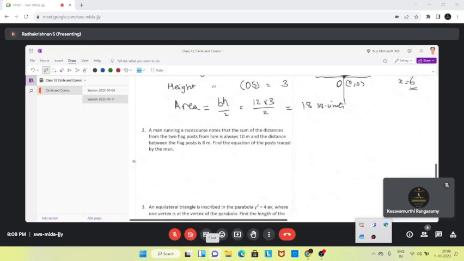A man running a race course notes that the sum of the distances from the two flag posts to him is always 10 meters. So what is the locus of his path? Sum of distances from 2 points is constant. So the sum of distances is always 10 meters.